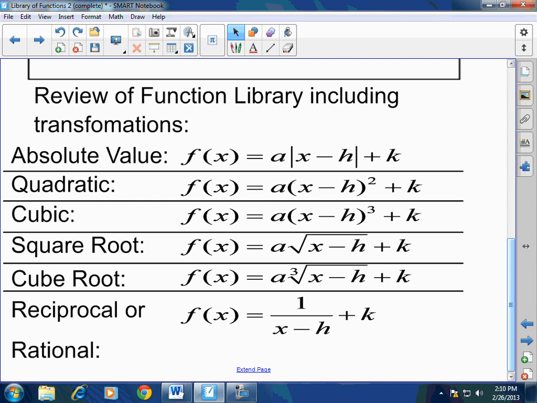And reciprocal or rational function, 1 over, actually, I screwed up. I'm sorry. There should be an A here. Let me fix that right now. Please fix it on your PDFs.